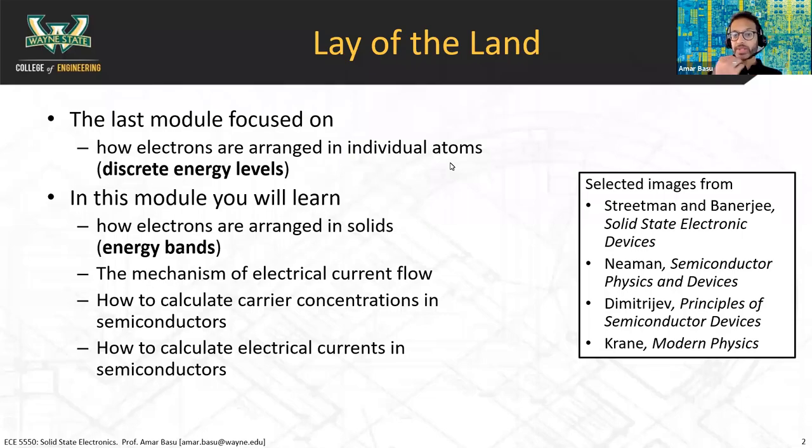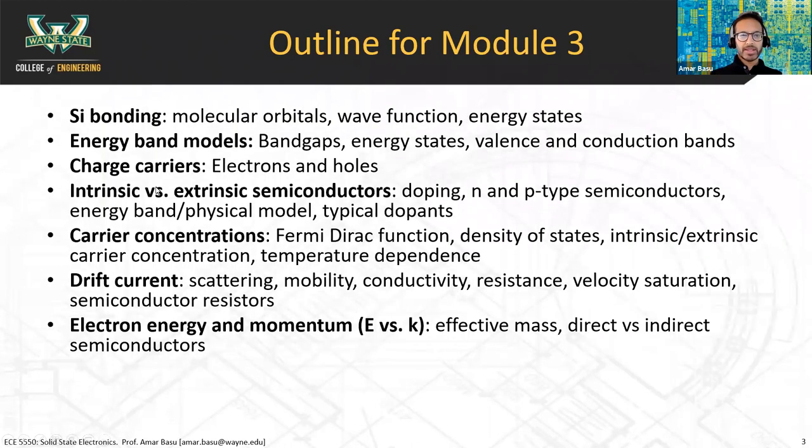All right. So today's class, we are going to be continuing module three, and today we are going to be talking about drift currents. Last time we talked about carrier concentrations, Fermi-Dirac distribution and density of states, intrinsic and extrinsic carriers. So now we know how to calculate the concentration of electrons and holes in a semiconductor.